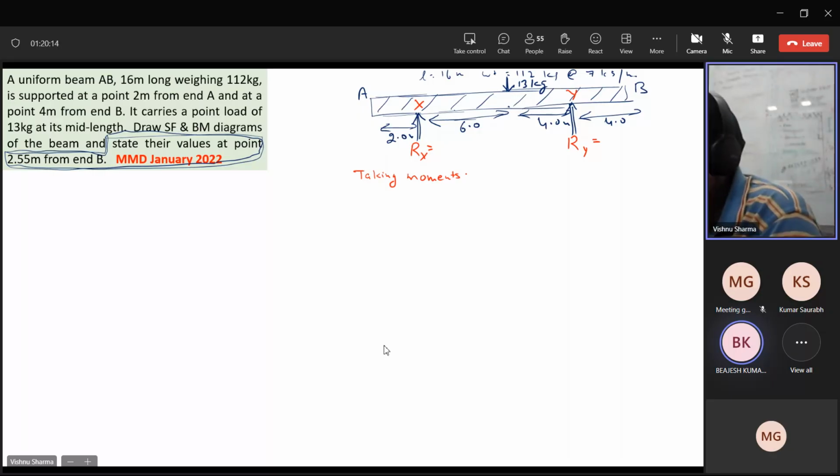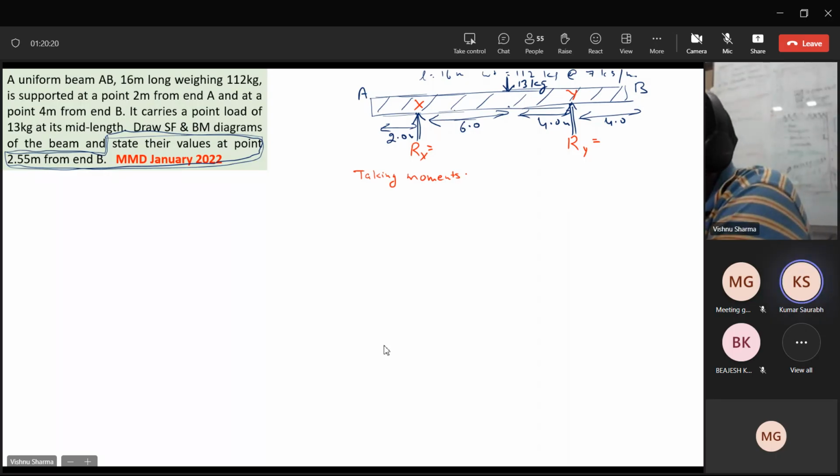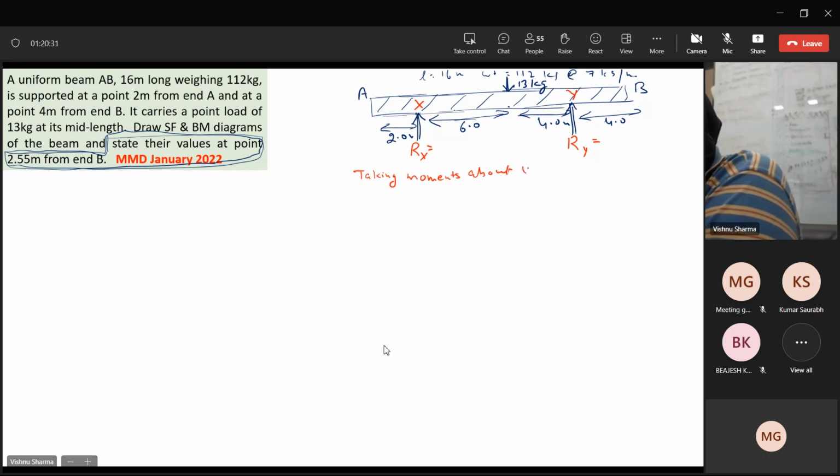Understood, sir, because we are getting support. Okay, continue. Get the values, please. Ry will be 75 and Rx will be 37. I'll take from you. Okay, 75 someone is saying. I'm doing my way. If you have taken about Y, it's okay. Taking moments about X, clockwise positive. Please write everything. Anti-clockwise negative. 1, 2, 3, 4 forces.